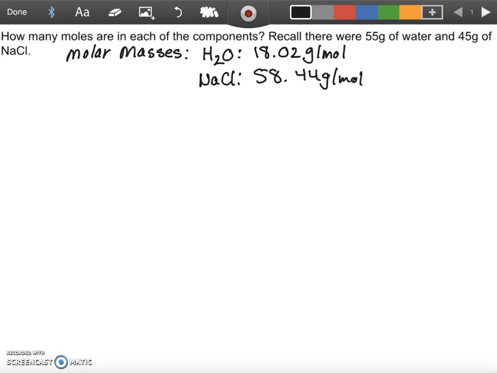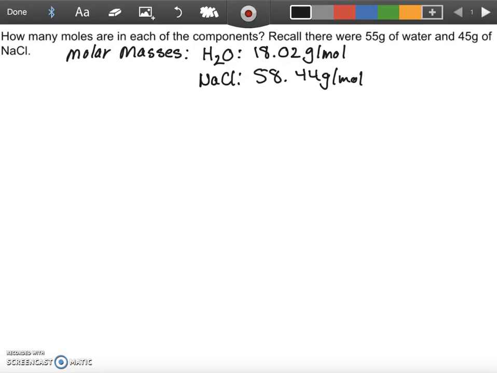Okay, in this video we're going to look at how to calculate the different components of a mixture. Let's start with this basic example here. How many moles are in each of the components? Recall that there were 55 grams of water and 45 grams of NaCl. So this is actually a continuation of the reading that you did prior to this video. It showed you the steps of getting the different grams of each of the components based on their percentages.